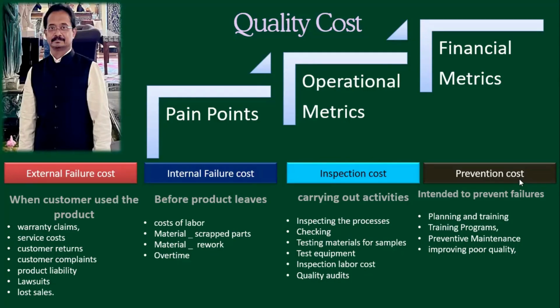And the prevention costs: how am I going to stop it? Planning and training, the training program, preventive maintenance, and improving poor quality. These are all the quality costs. We'll compare that with the RCM, right?